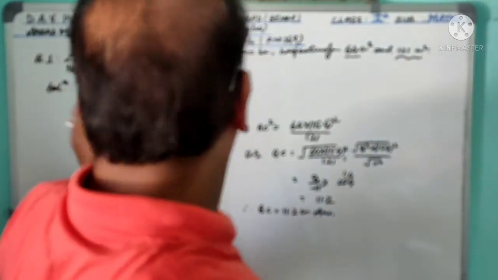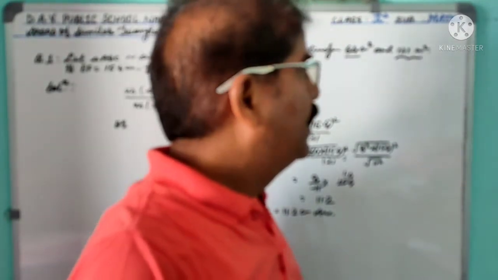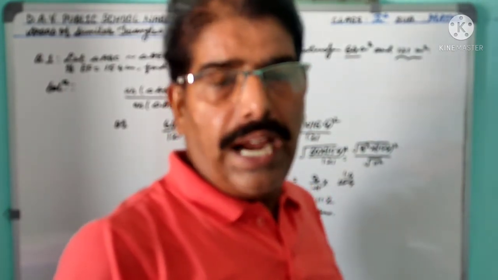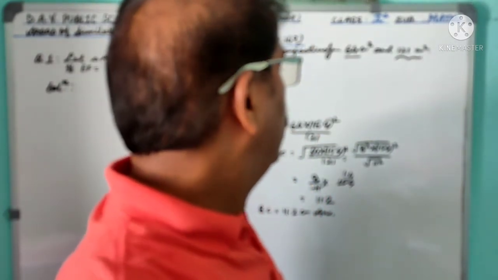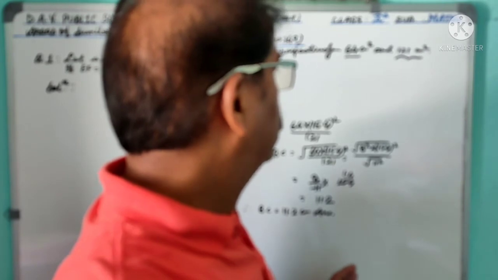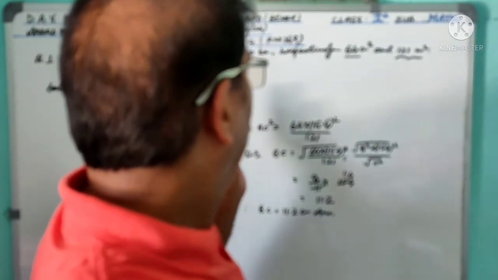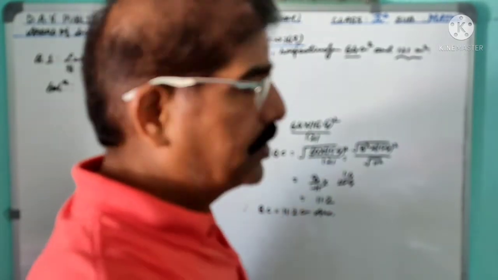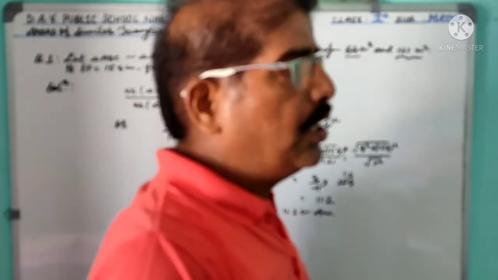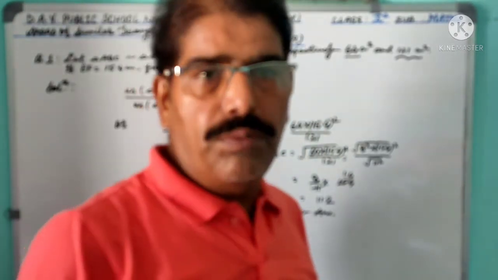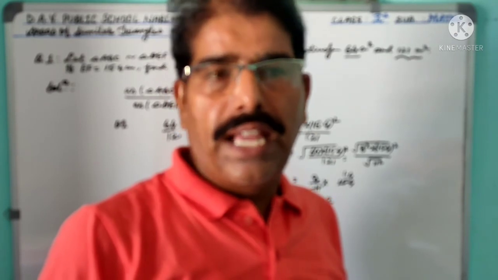Dear students, your question 1 is finished and today's class is over. Your homework is to do the examples of chapter 6 and also state and prove the areas of two similar triangles. Thanks, have a nice day.